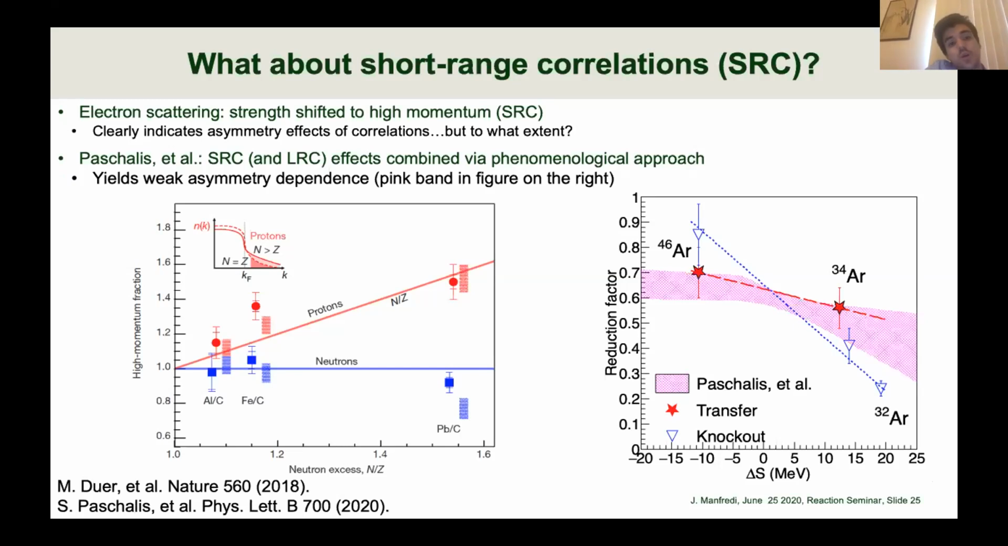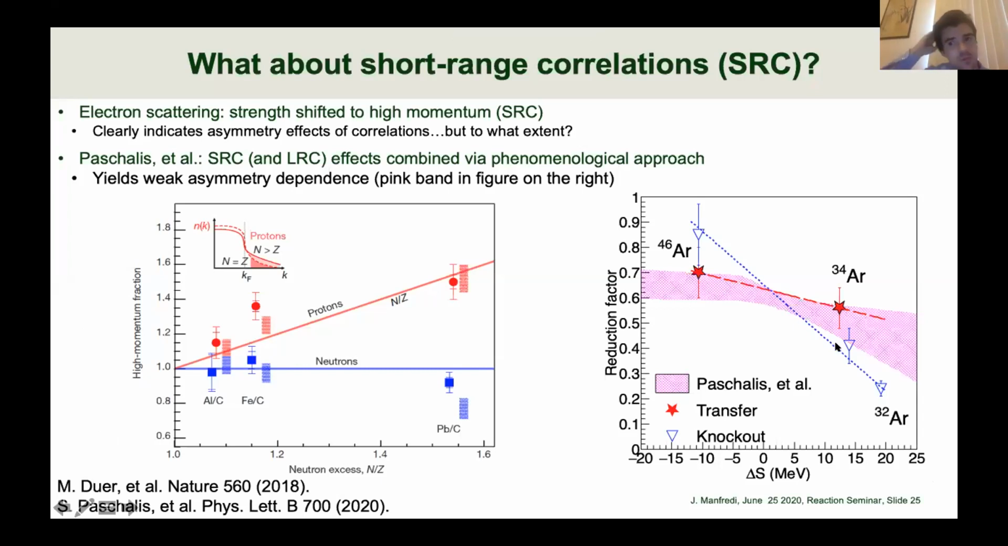And so the question is, okay, this clearly provides some more physics motivation that there is an asymmetry effect of these correlations, but to what extent? I've already mentioned that there's clear evidence for asymmetry dependence. It's just a matter of how much. So Pascalis and collaborators did a phenomenological approach where they used this data from Duer to include the effects of these high momentum short range correlations. And they ended up with this band here, which you can see in pink on the right.